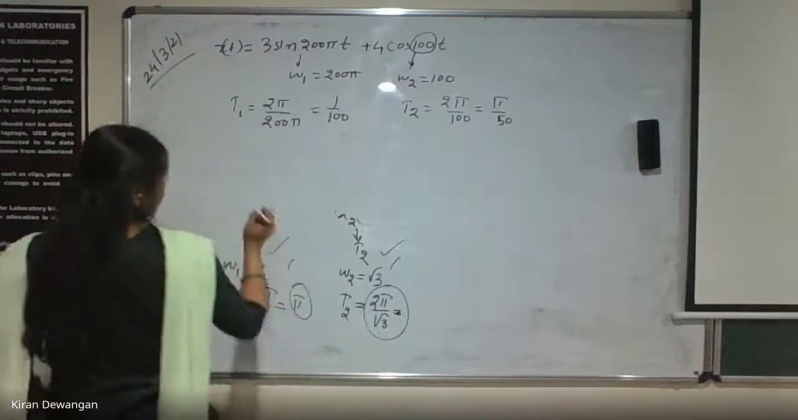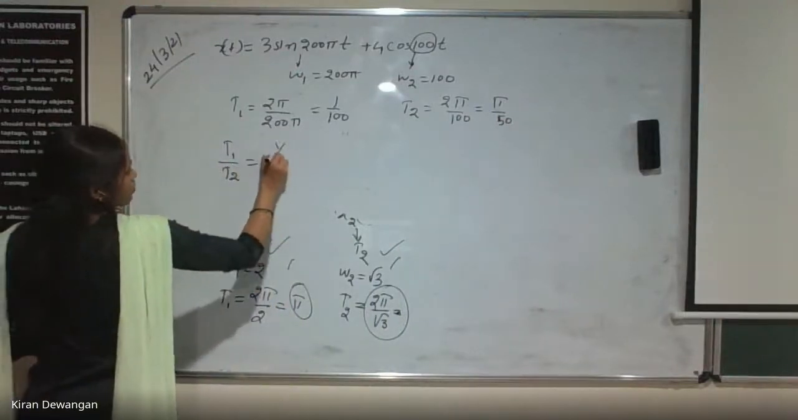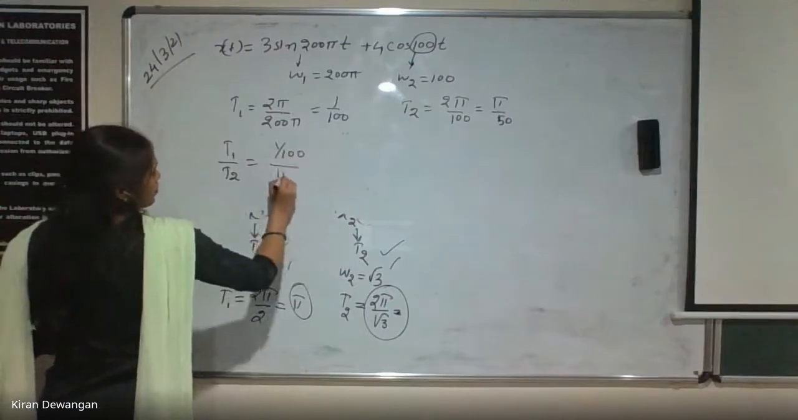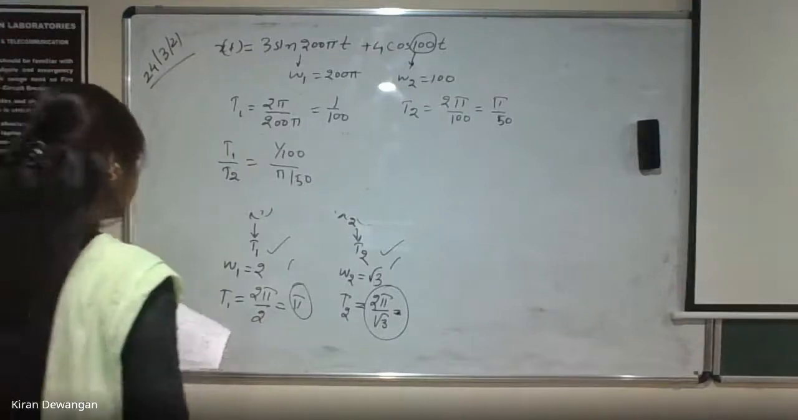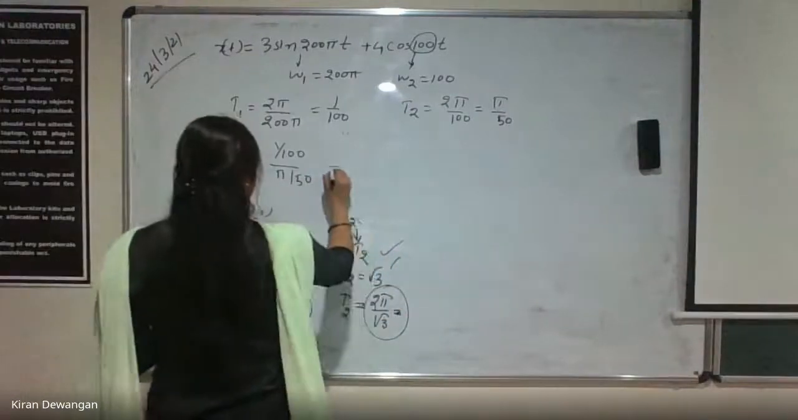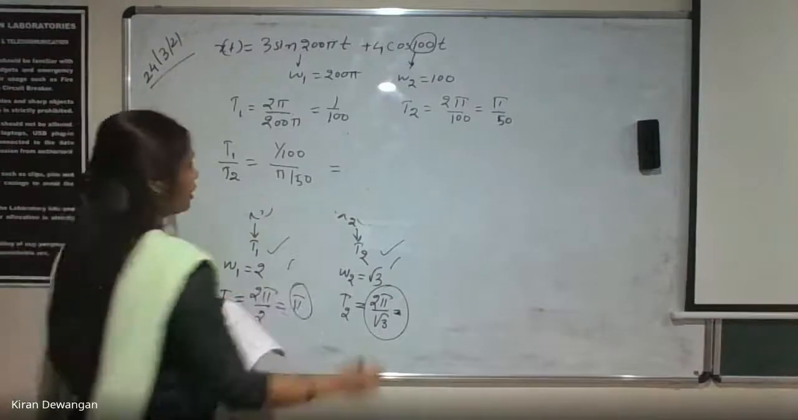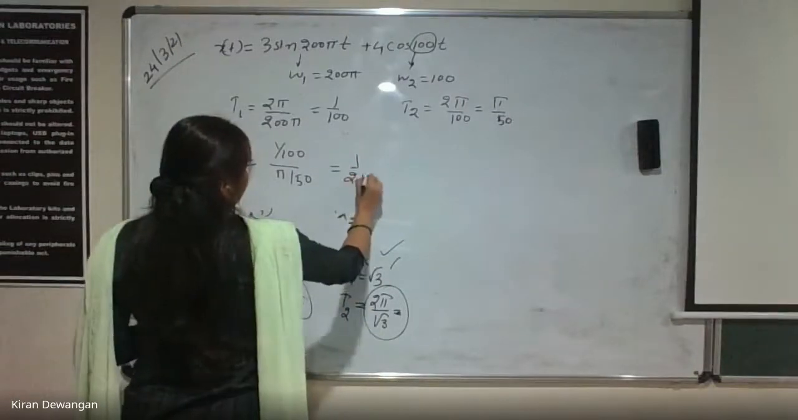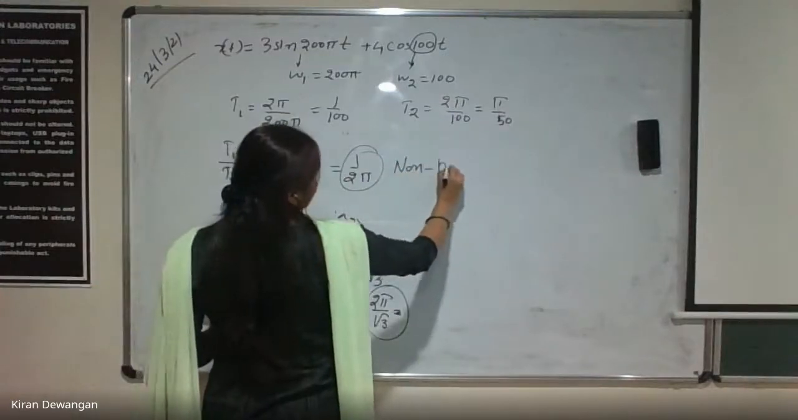Now we have to take the ratio again, T1 by T2. It's 1 by 100 divided by pi by 50. What will be the answer? What is the answer? Tell me. It is 1 by 2 pi. And hence again it is non-periodic.